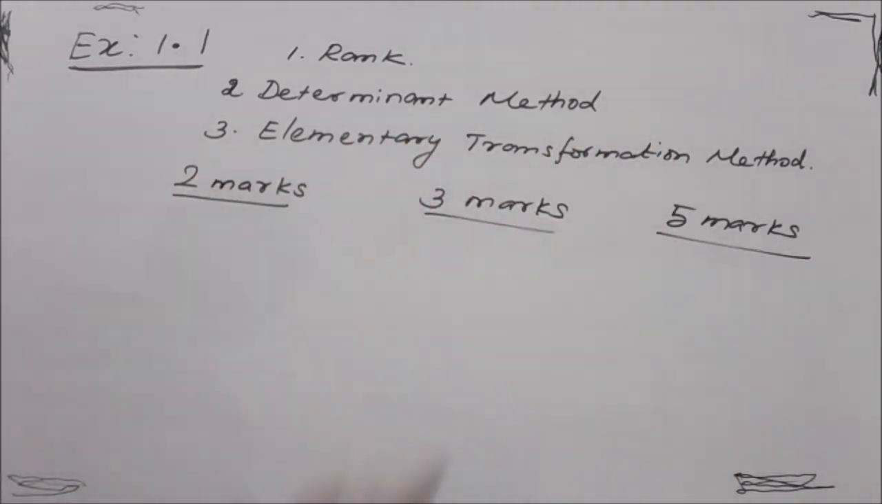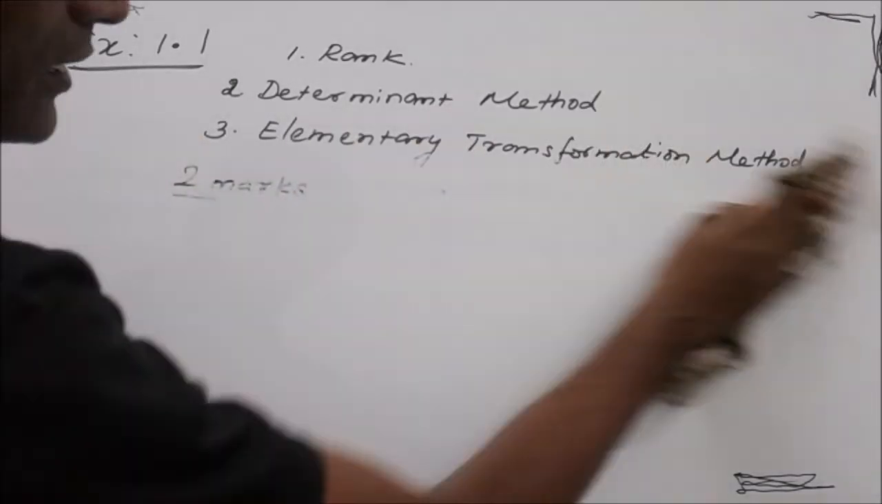For 5 marks, checking the consistency of a given system of linear equations, finding the lambda value, or finding the value of A and B, those typical problems are very, very important. And then the second thing, we move to the second exercise.